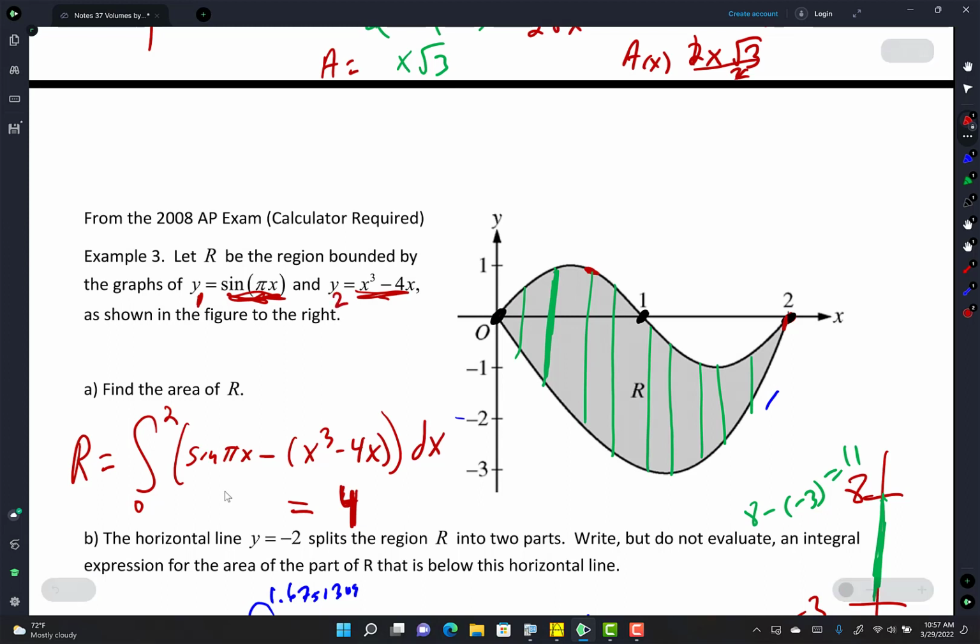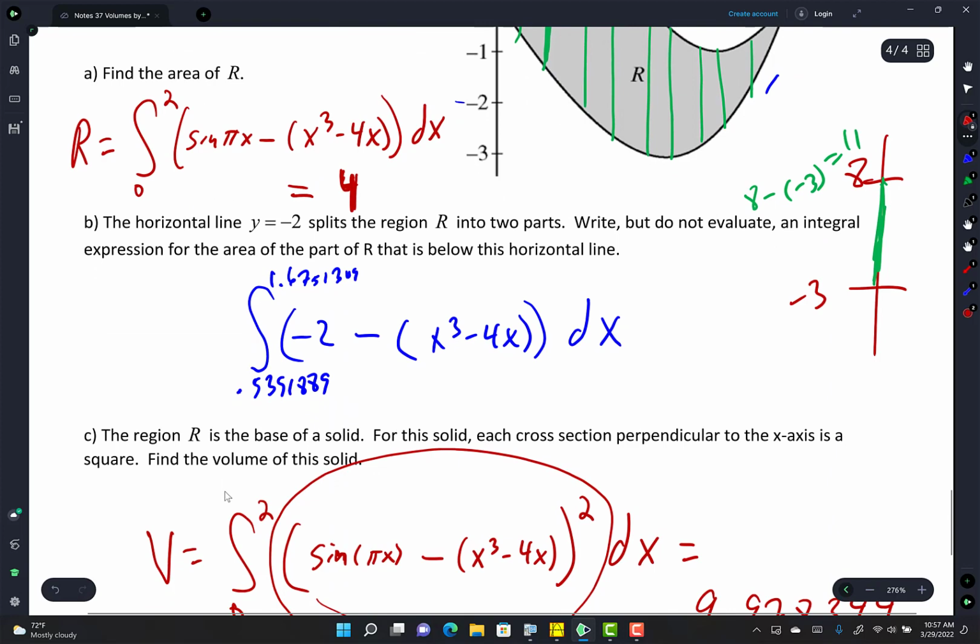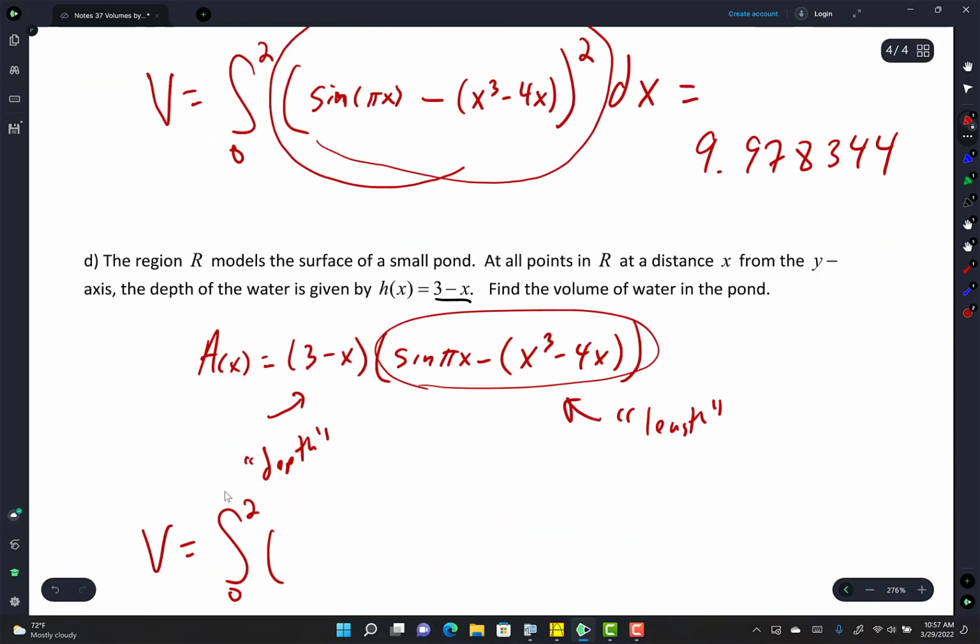Don't give it new names. Leave it alone. They're calling them Y. So if they're calling them Y, they probably want you to write out the expression. Now, in your calculator, you can say Y1 minus Y2, but don't write that down. Okay, here we go. The integral of 3 minus x, close, open, sine pi x minus x cubed minus 4x, close, close dx.